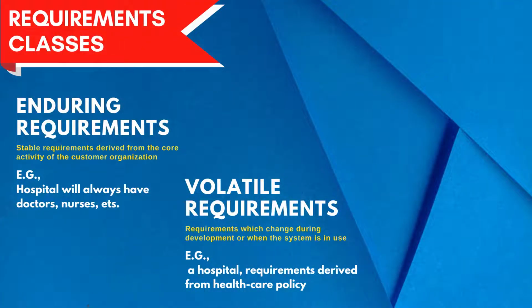Requirements class. Okay, there are two types of requirement class, of which the first one is enduring requirements, which are the stable requirements derived from the core activity of the customer organization. For example, in a hospital, we always have doctors and nurses who treat their patients.